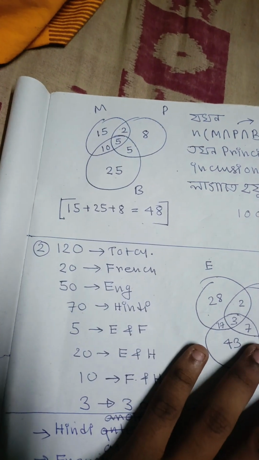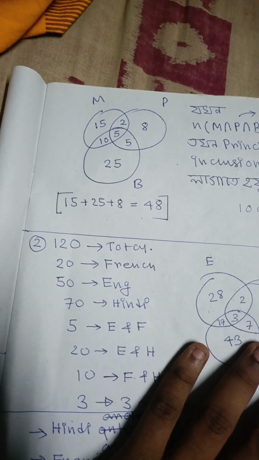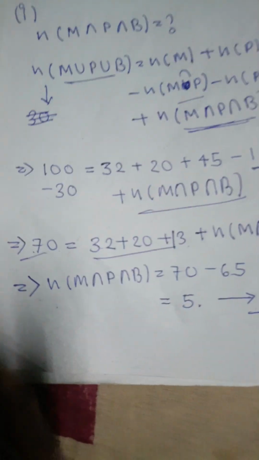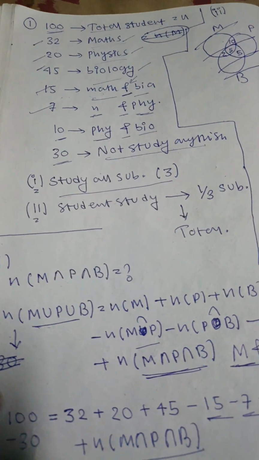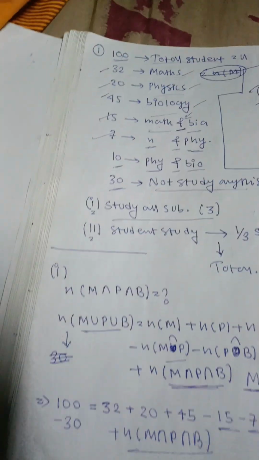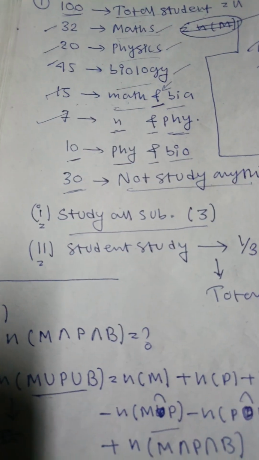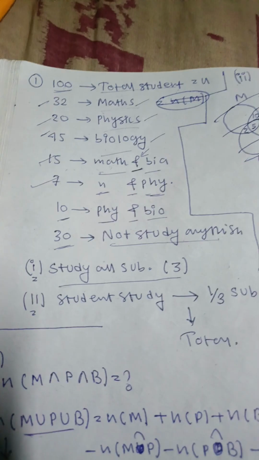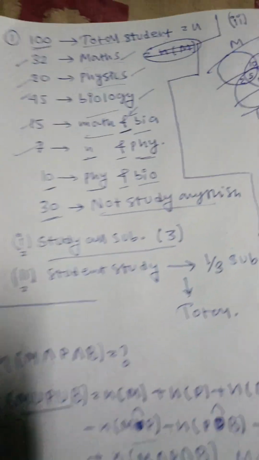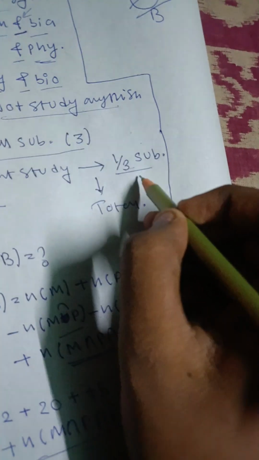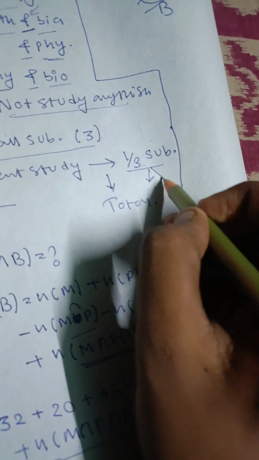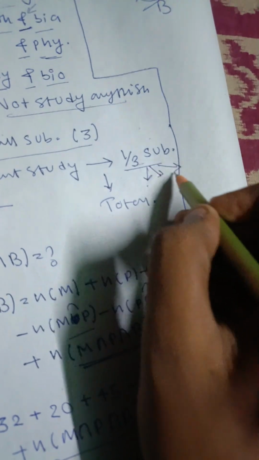So now, what is the question? The first question is done, that is, how many students are studying all the subjects? The second question, which I am writing in keyword format, is: how many students are studying only physics, only maths, and only biology?